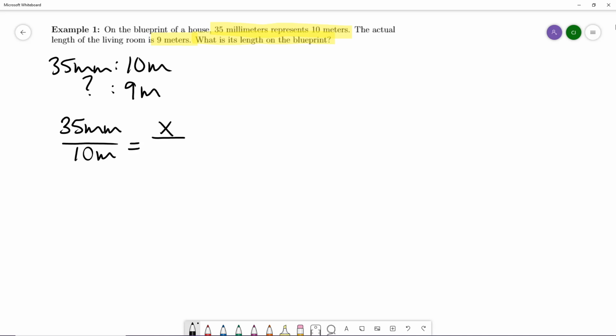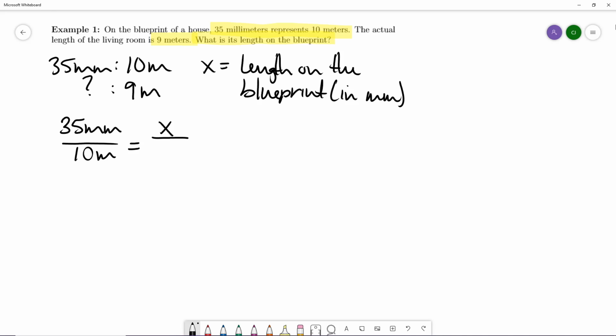And because I don't know what X is, we do have to define what it is. So X is equal to the length on the blueprint, so in millimeters. Right? And then we're given 9 meters. Okay. So now that we've set up the problem, all we have to do is solve for X.